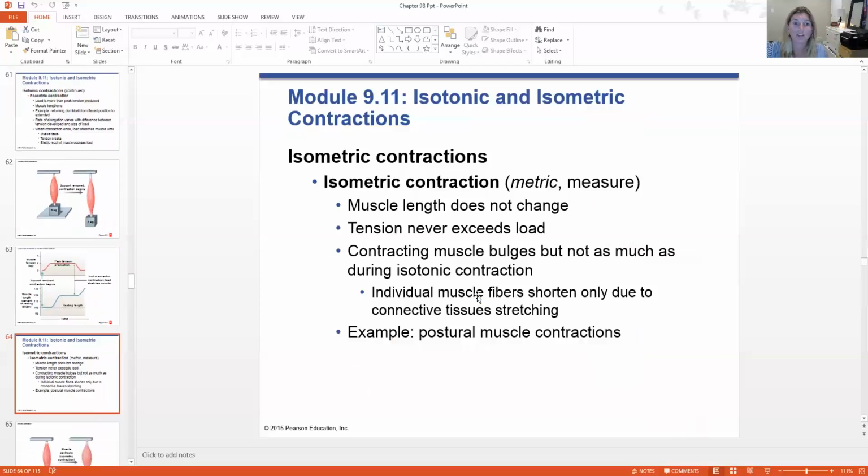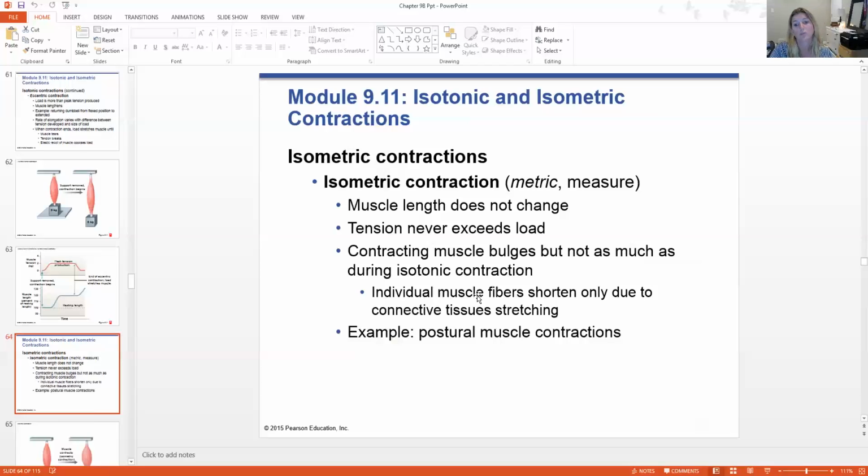Now we also have isometric. So we were talking about isotonic contractions. That's when the muscle shortens and changes length. Isometric, distance or length, right, is staying the same. So the muscle length doesn't change. You can do this just by sitting here. I'm tensing my muscles, but you don't actually see my arms flexing because I'm not moving them. The muscle length doesn't change. Tension never exceeds load in this case.